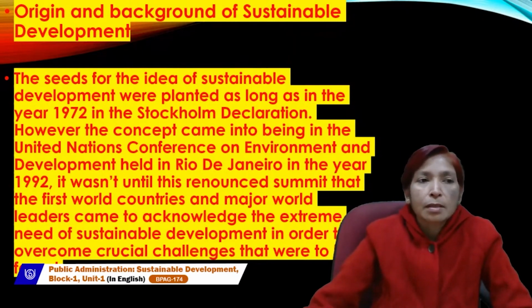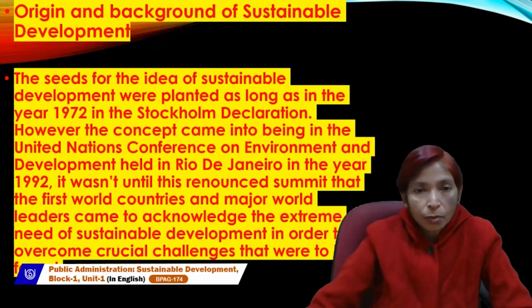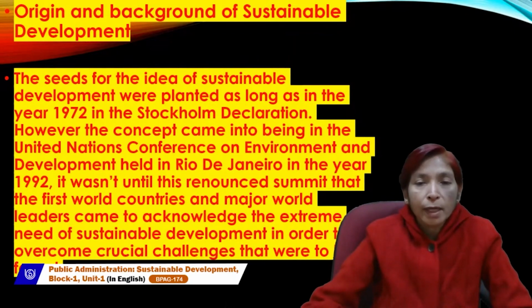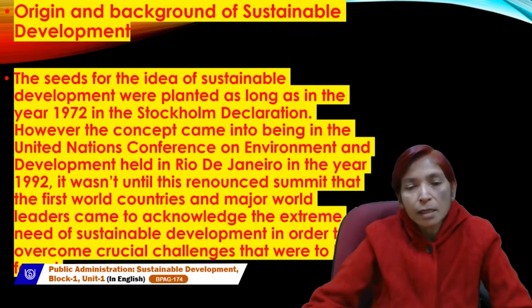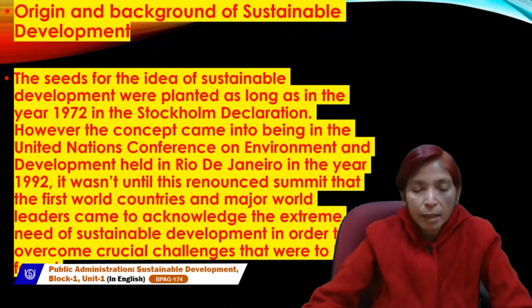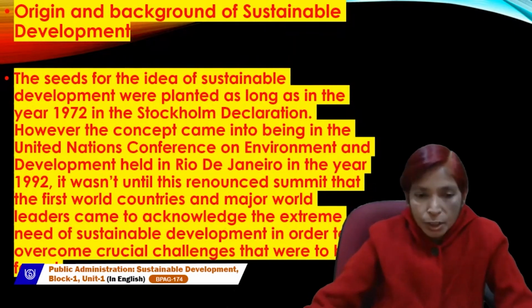So the seeds of sustainable development were planted in 1972, but according to the Brundtland Commission, this concept originated in 1987 and was defined by that Brundtland Commission.